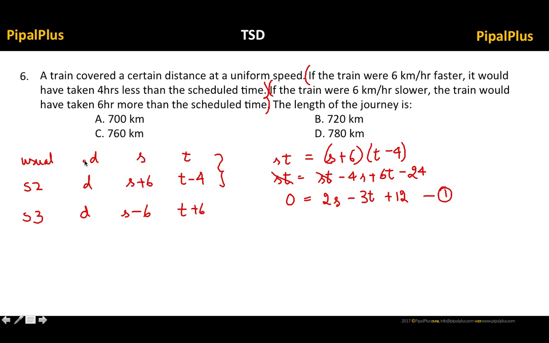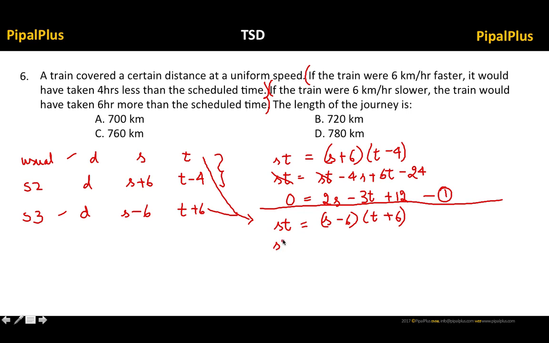So again, if we look at the usual situation and the third situation, we have two situations where d is the same. So s1 t1 should be equal to s2 t2, just like I did previously, right? So this time I'm going to combine this statement and this statement, right, to get s into t. So let me just draw a line here. So we get s into t, which is s1 t1 of the usual situation, equals s2 t2, which is s minus 6 times t plus 6, right?